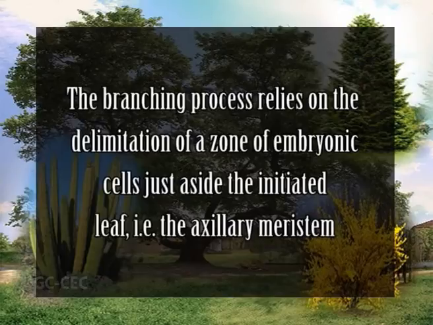Frequently encountered in ferns and mosses, this terminal branching is rarely expressed in angiosperms. It is important to mention that this phenomenon has not been encountered within gymnosperms. In other cases, the branching process relies on the delimitation of a zone of embryonic cells just aside the initiated leaf, that is the axillary meristem. This lateral branching process is the most common among angiosperms and gymnosperms.